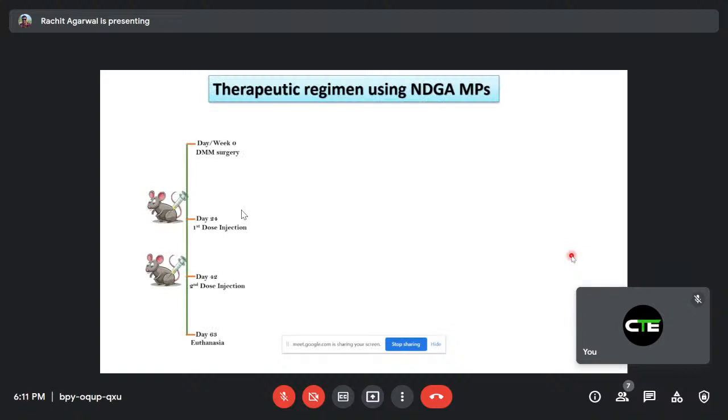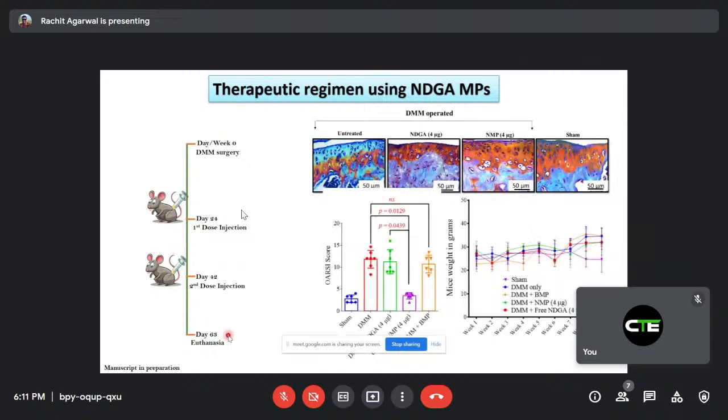We did the same experiments with the NDG microparticle, again looking at the therapeutic regimen this time. And again, we find very similar results, where you see quite a lot of reduction with the NMP particle, which is the NDG microparticle, with, again, all the weights being quite similar.